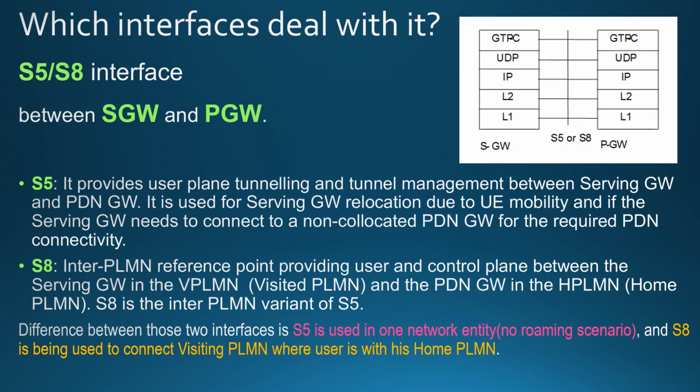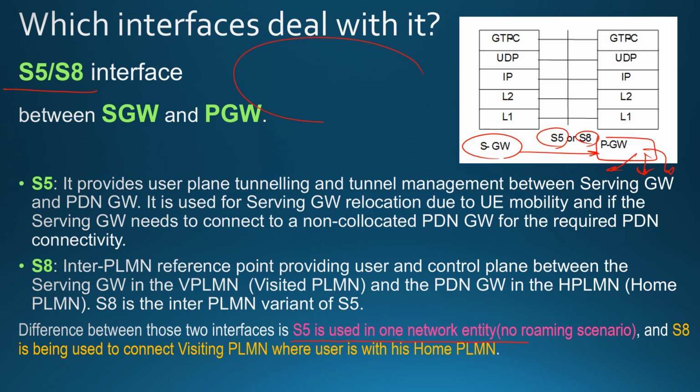What is S5 and S8? When we want to convey our message from SGW to PGW and then to the internet, GRX, IPX network, VPN, or extranet, we use this interface. But what's the difference between S5 and S8?